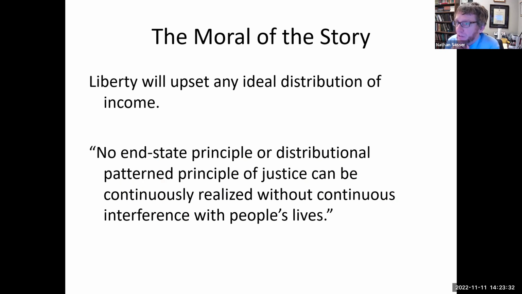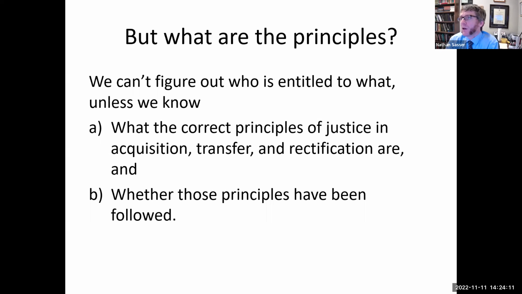The moral of the story here is that liberty is going to upset any supposedly ideal distribution of income. No end state principle or distributional pattern principle of justice can be continuously realized without continuous interference with people's lives. And for Nozick, that's unacceptable because liberty is a really high ideal. Liberty is way more important than, say, equality or any kind of particular pattern of the way you want society set up. Freedom is paramount, which is why he's a hero of libertarians.